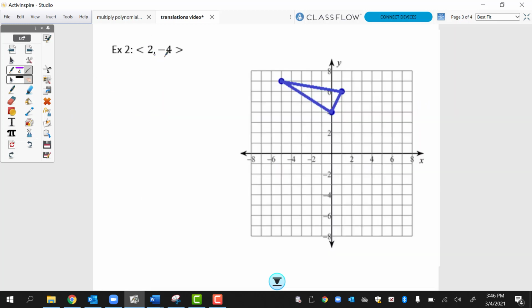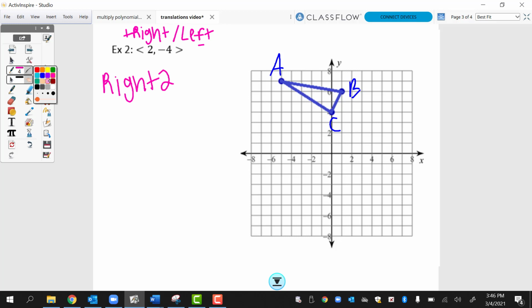So number 2, they're telling me this is how I want you to move this triangle. So I'm going to label my triangle first of all, ABC. And now I need to figure out how this is telling me I'm supposed to move. Remembering that the first number is supposed to be my right left number. So if it was positive, I move to the right. If it's negative, I move to the left. So 2 is positive, so I'm going to move to the right 2.